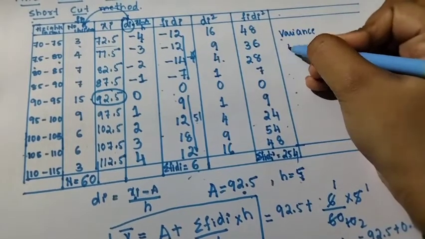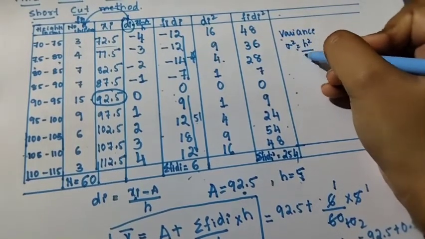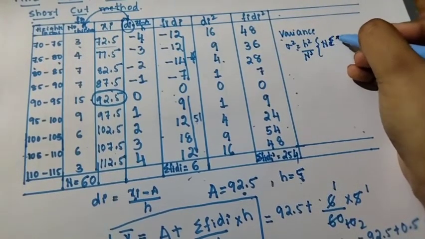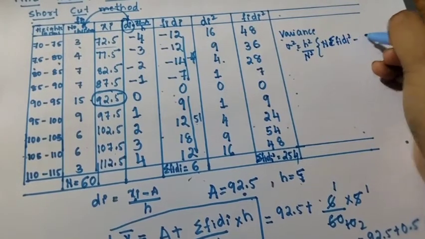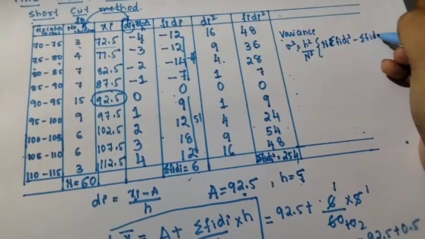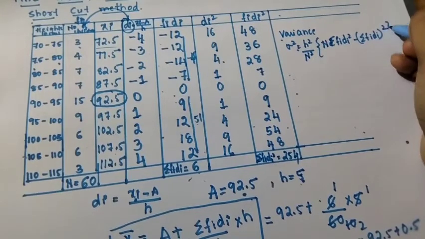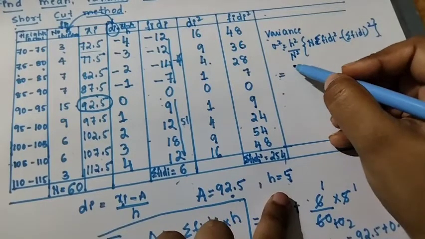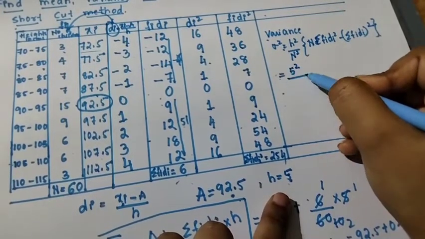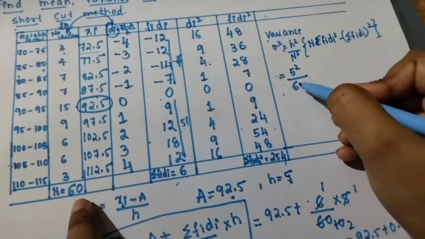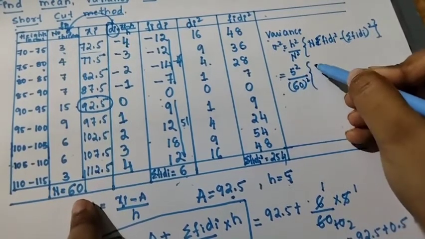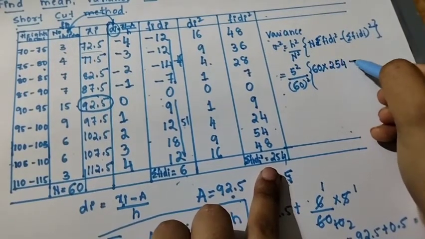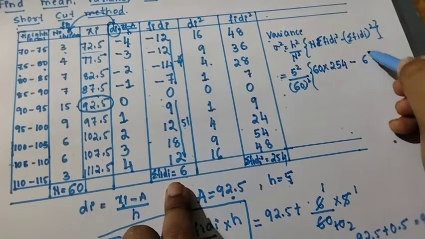So the variance formula is given by h square divided by n square into n into summation fi di square minus summation fi di whole square. Okay, so h value is how much? 5. So 5 square divided by n value is how much? 60. 60 square into n value is 60, summation fi di square 254 minus summation fi di 6.